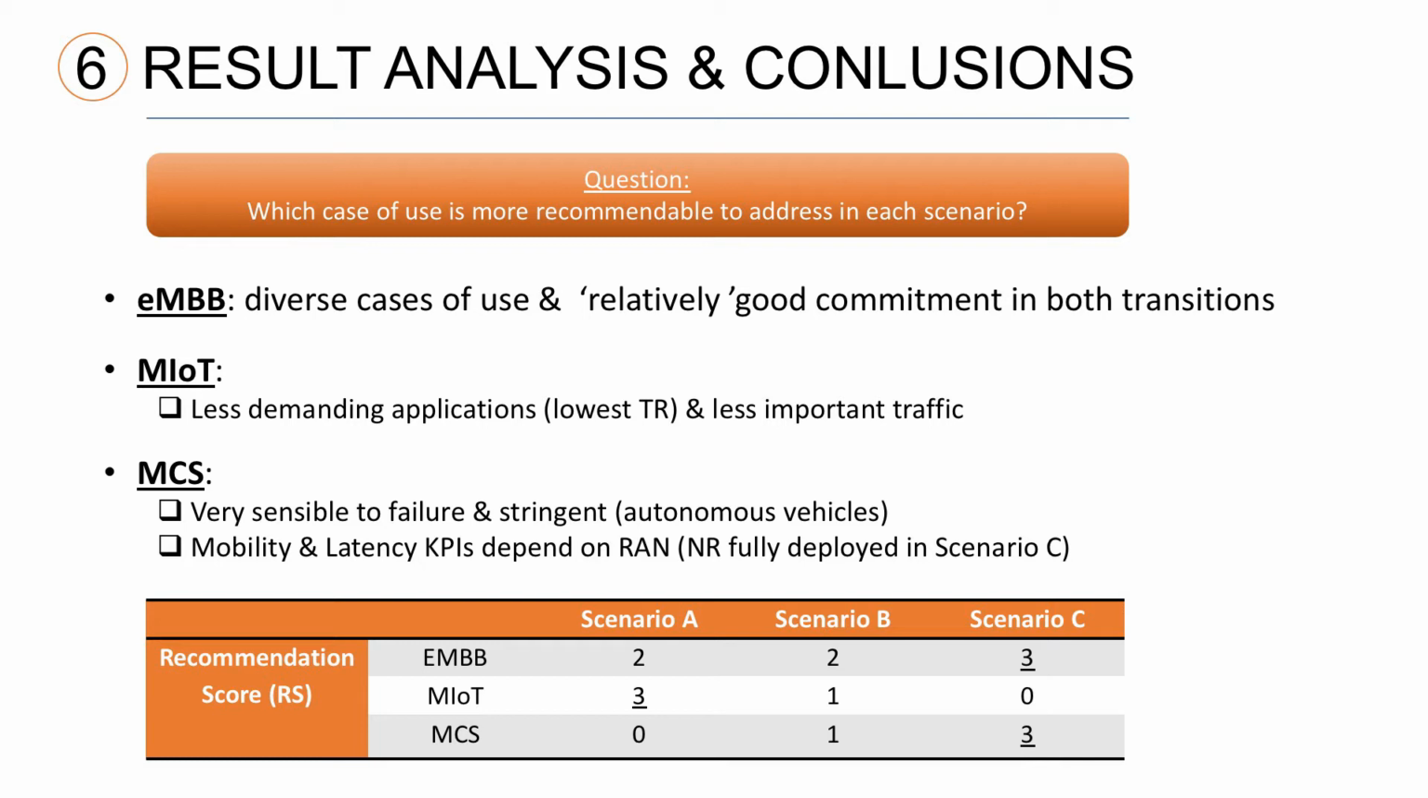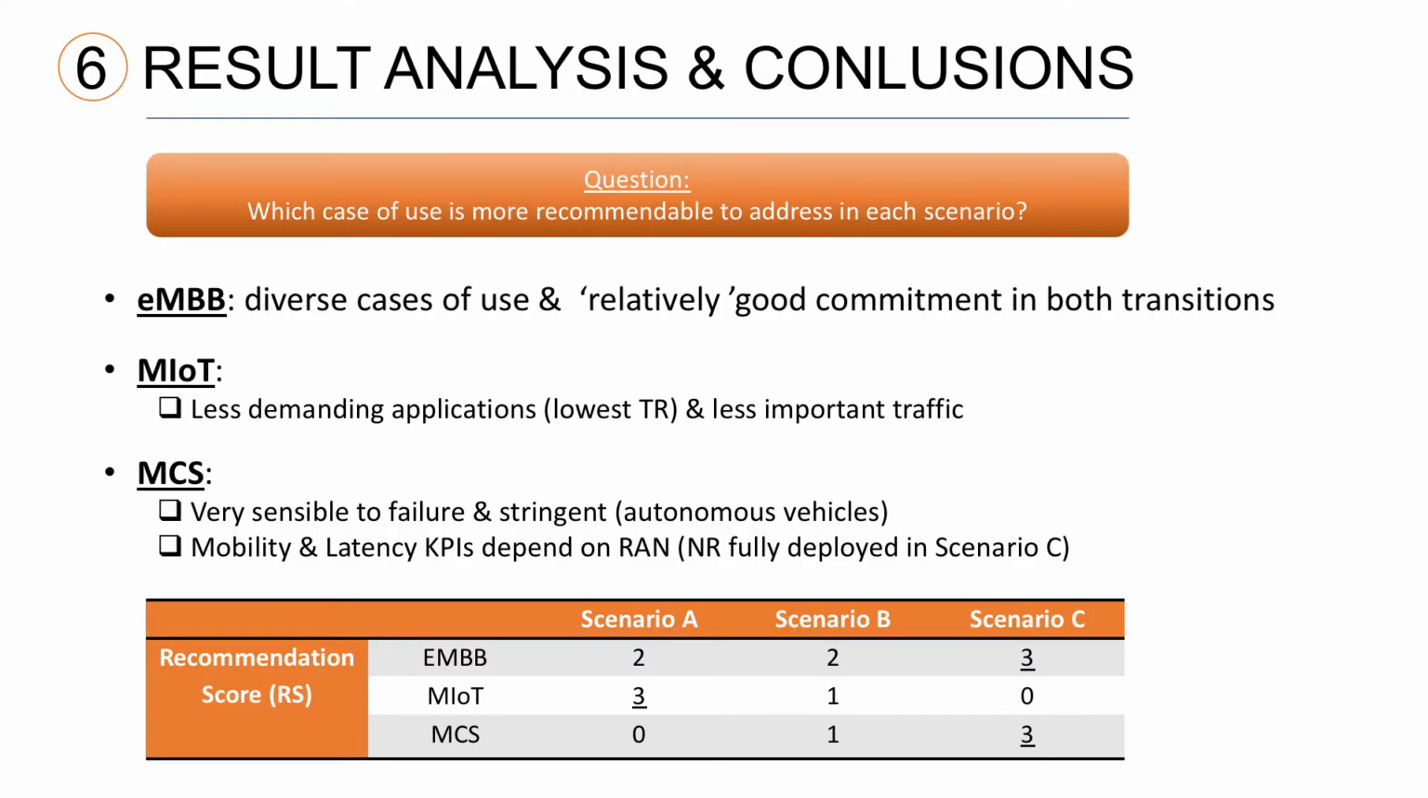As I assume new radio will be fully deployed in scenario C, the last stage, in 2020, it will be best addressed for 2020. So I elaborated, let's say, a recommendation score ranking from 0 to 3, which means how recommendable it is to address or to invest in all these three cases of use for each scenario. I came up with this table in which we can see that enhanced mobile broadband is very diverse, as I said. You could address it in any scenario to, let's say, cover some of the applications.